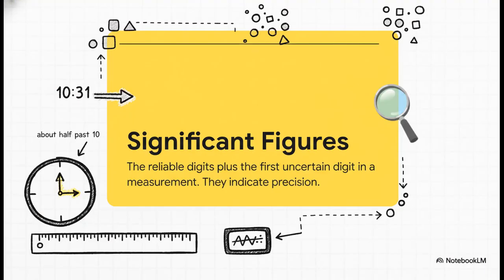This is where we get into this really important idea of significant figures. See, in science, the numbers you write down are more than just a value. They're a statement about how confident you are in that value. Significant figures include all the digits you know for sure, plus one final digit that you've had to estimate a little. It's like saying the time is 10:31 versus saying it's about 10:30. One is way more precise, and significant figures are how scientists communicate that difference on paper.